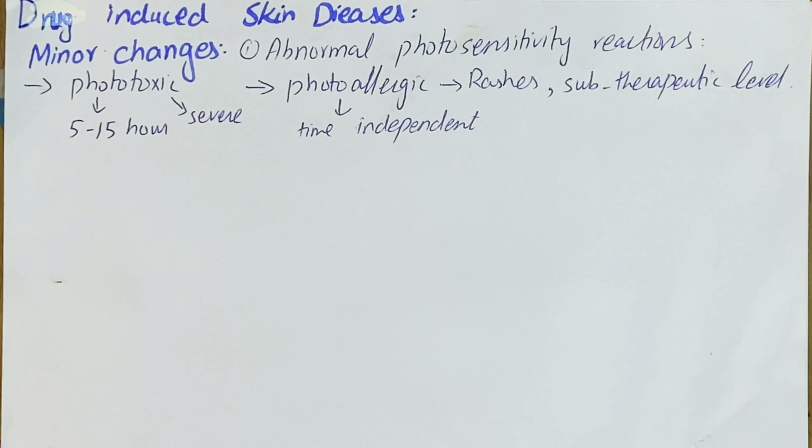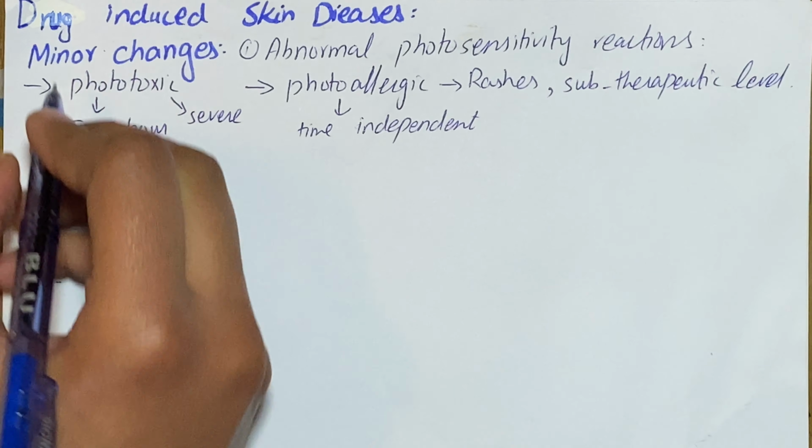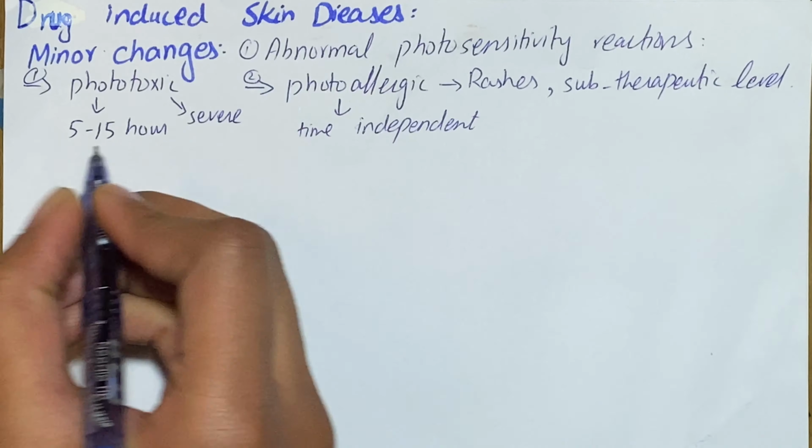So these are actually abnormal photosensitivity reactions because they do not usually occur at the normal physiological condition. But when you have that agent in your skin, the reactions proceed, and in response to those reactions, these changes appear on your skin. Now these abnormal photosensitivity reactions can be of two types.